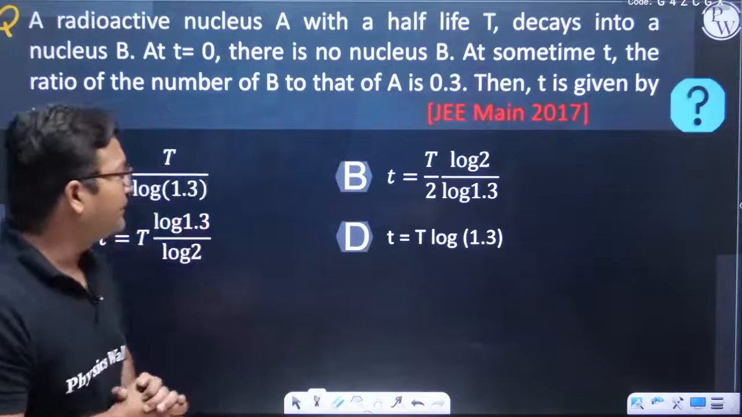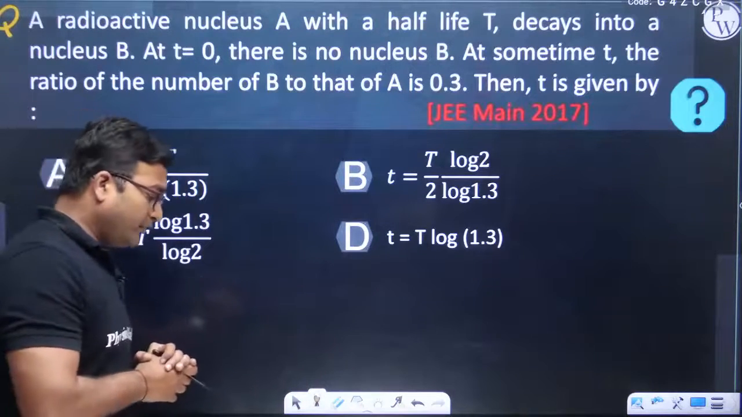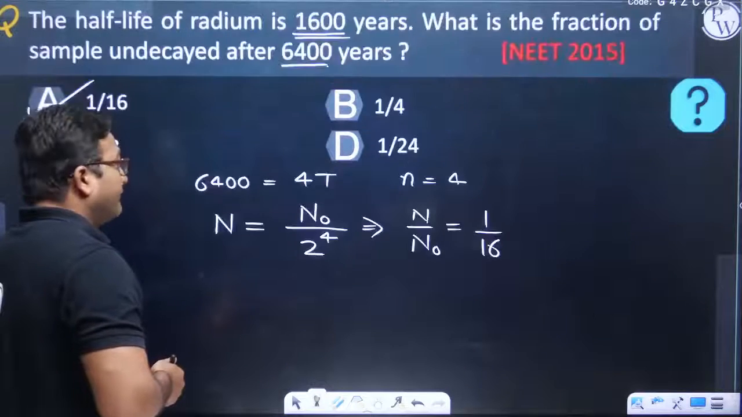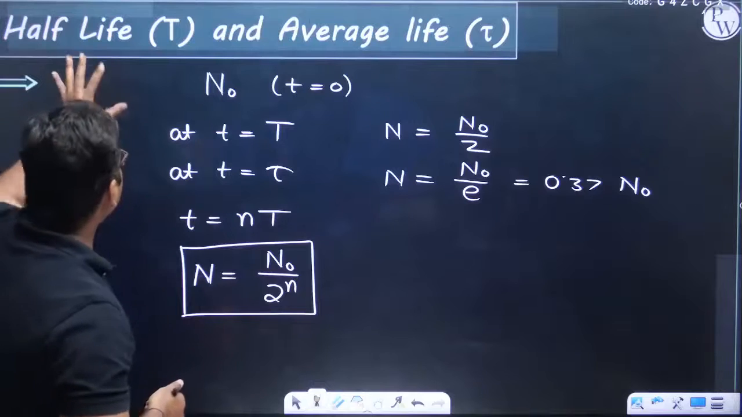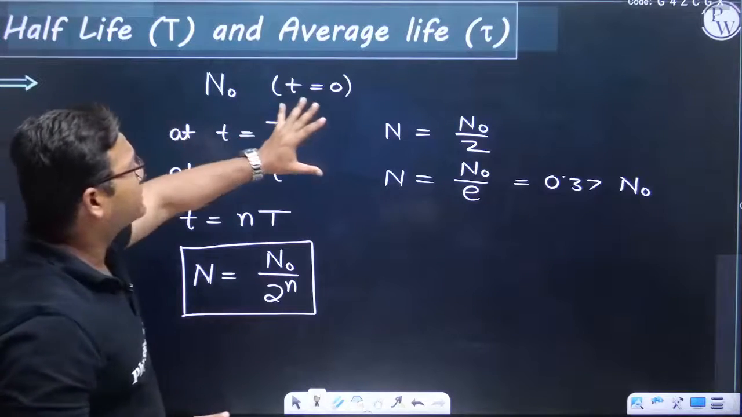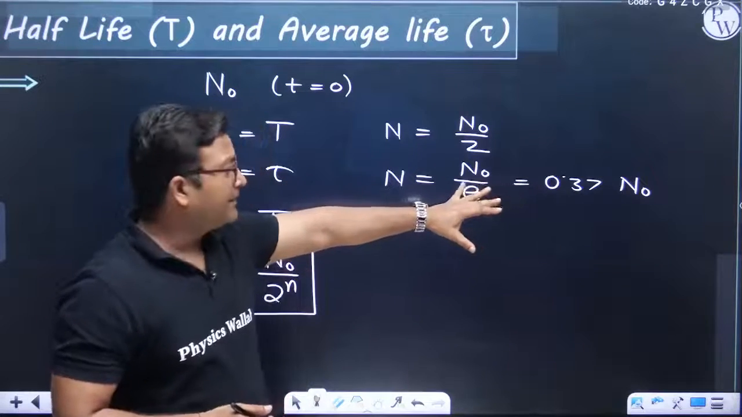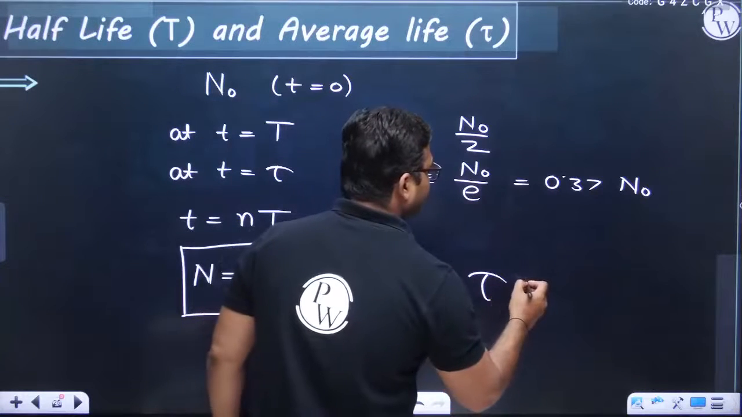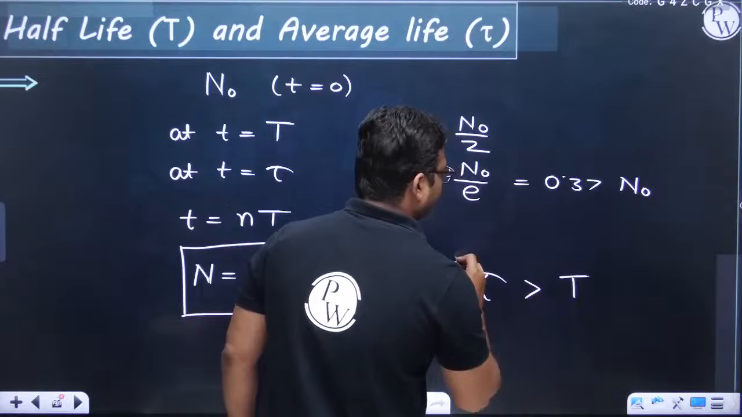Here we have to calculate something. Always remember one point: the average life is bigger than the half-life, because in the average life the number of undecayed particles is less. So average life is more than half-life.